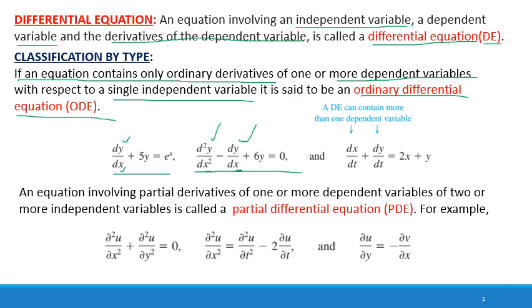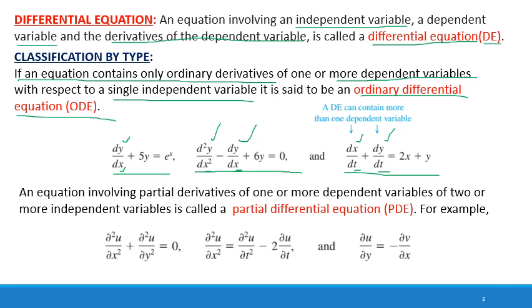In the third equation, we can observe that we have two dependent variables. So more than one dependent variable can be present in a differential equation. But the independent variable should be one. So this is the definition of ordinary differential equation.